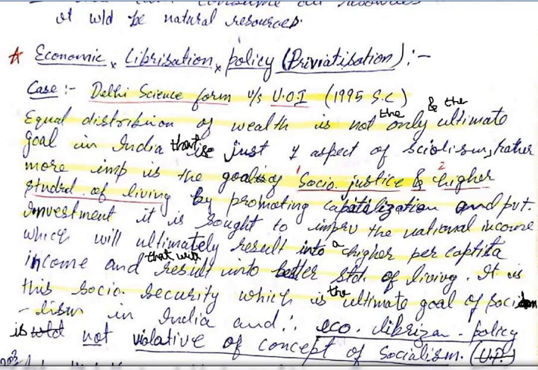By promoting capitalization and privatization, private investment, it is sought to improve the national income, which will ultimately result into a higher per capita income, and that will result into better standard of living. It is this social security which is the ultimate goal of socialism in India, and therefore economic liberalization policy is not violative of the concept of socialism.